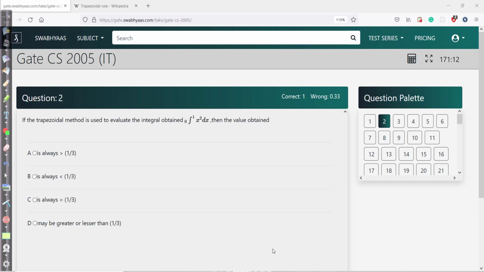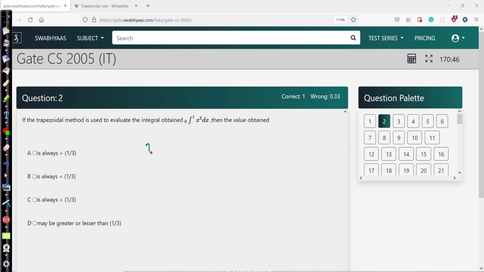So it's the second question in the GATE CS 2005 IT paper. It says if trapezoidal method is used to evaluate the integral from 0 to 1 of x squared dx, then the value obtained will be. So it's basically a simple integration, no? No, not at all. We have been explicitly told that there is some trapezoidal method that we have to use and find out the value of this integral.